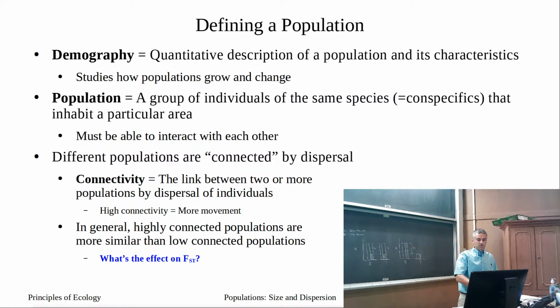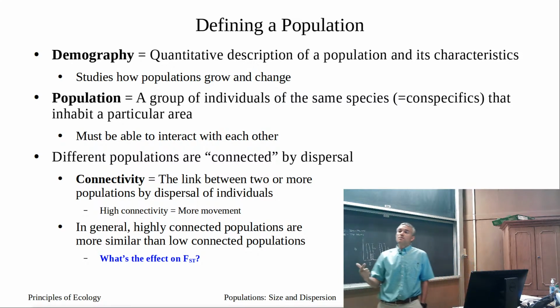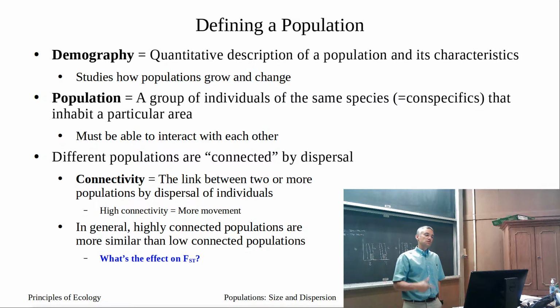This definition is specific in defining same species and same area, because all of our individuals in a population must be able to interact with each other. They have to be able to interact. Why? Why is that? Reproduction. Right? This goes back to our evolution, our Hardy-Weinberg.